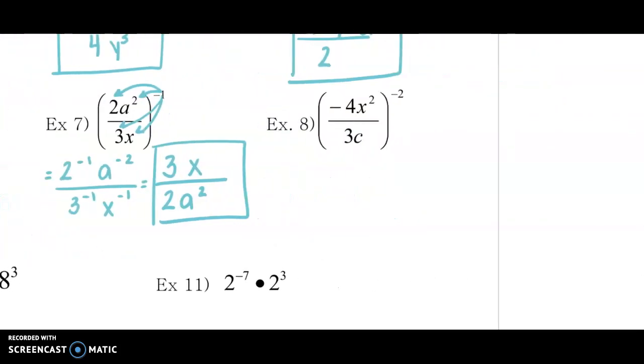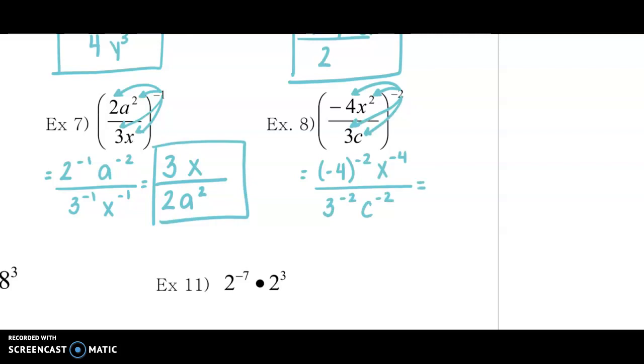Now let's look at number 8. We distribute that negative second power to everything. Okay, so that's going to look like negative 4 in parentheses, all to the negative second, x to the negative fourth, over 3 to the negative second, c to the negative second.